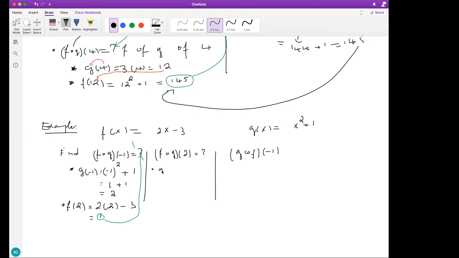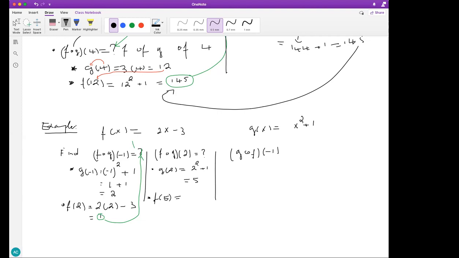Equal 2 to the power 2. That's right. g of 2, we plug in here and also here, so 2 to the second power, that's 4, plus 1. It's going to be 5. Okay. Now, what do we do with the 5? We plug it into f. So we did this. This is 5. It goes into f. So f of 5.